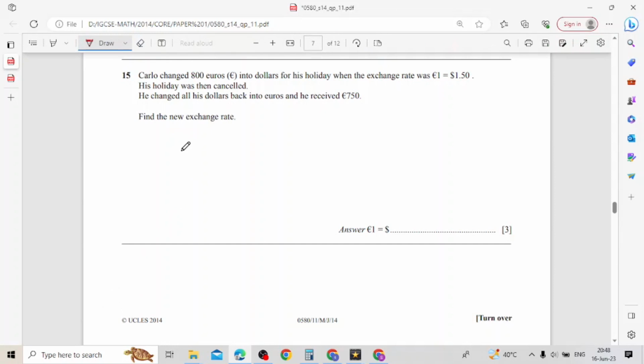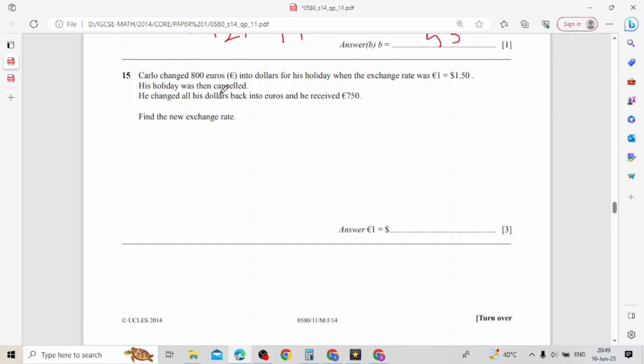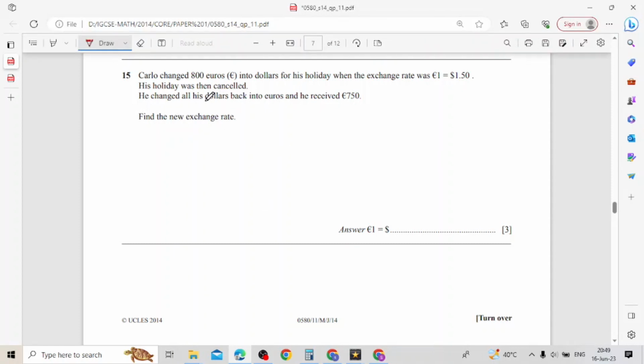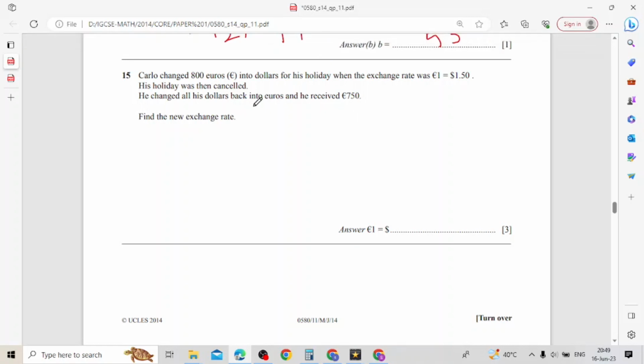15. Carlo changed 800 euros into dollars for his holiday when the exchange rate was €1 is equal to $1.5. His holiday was then cancelled. He changed all his dollars back into euros and he received 750 euros only. Find the new exchange rate.